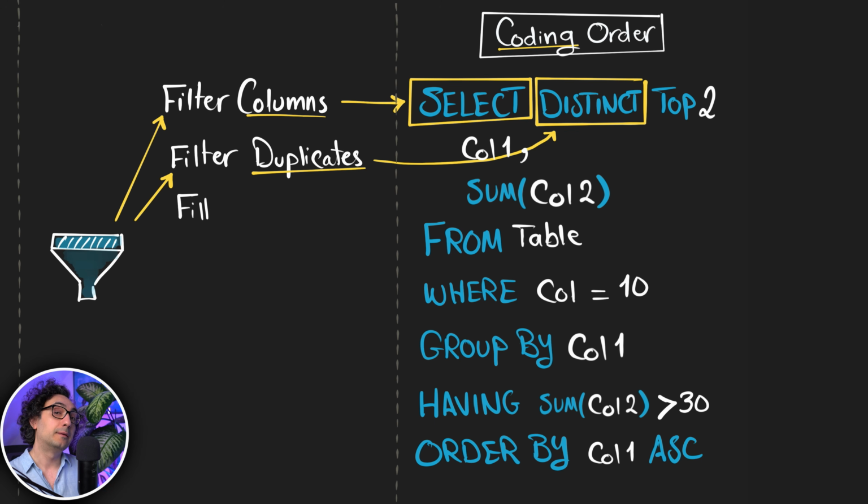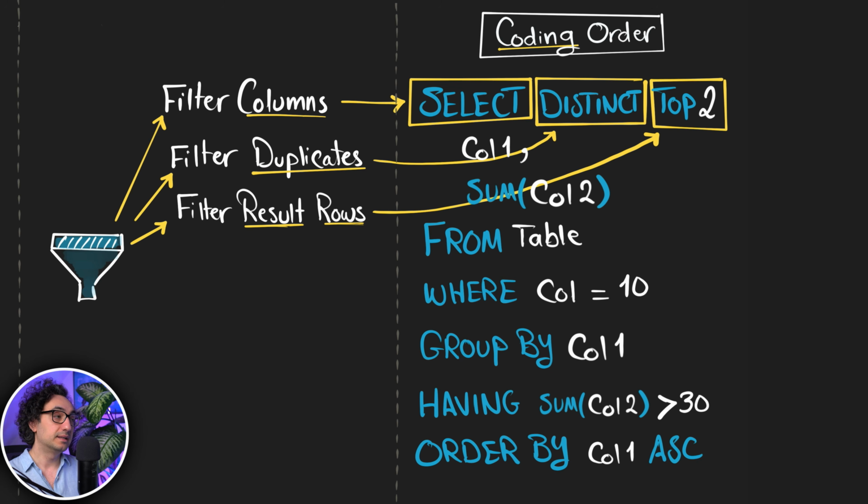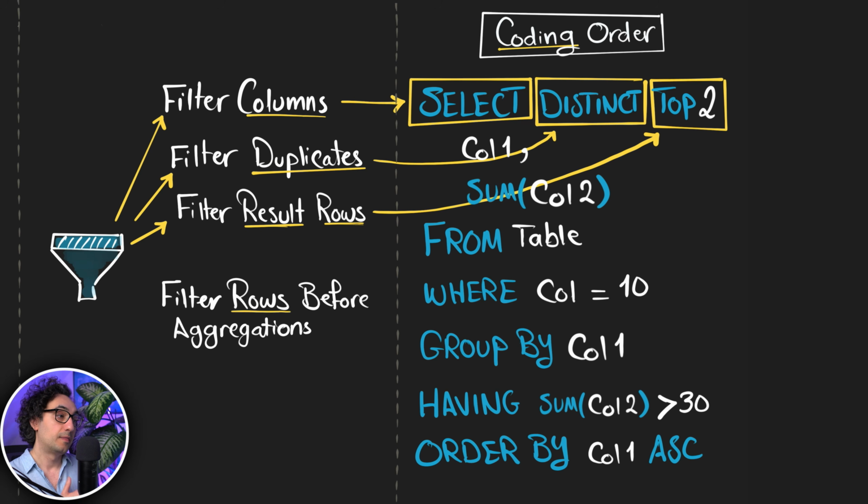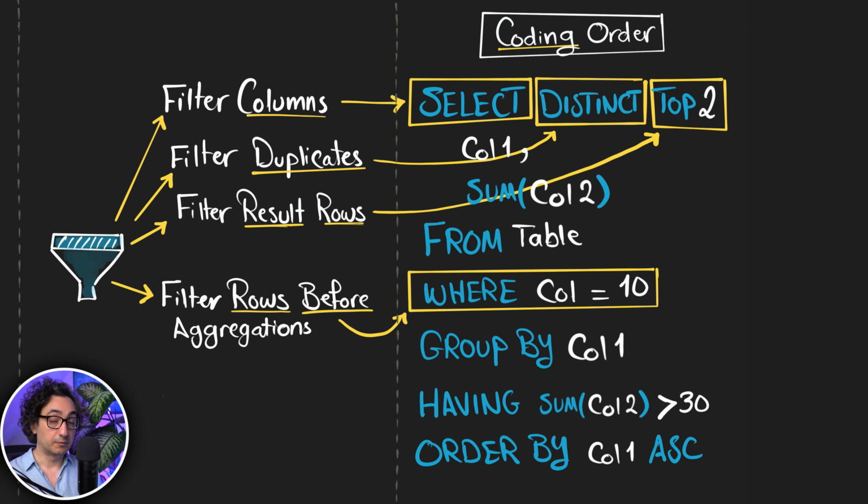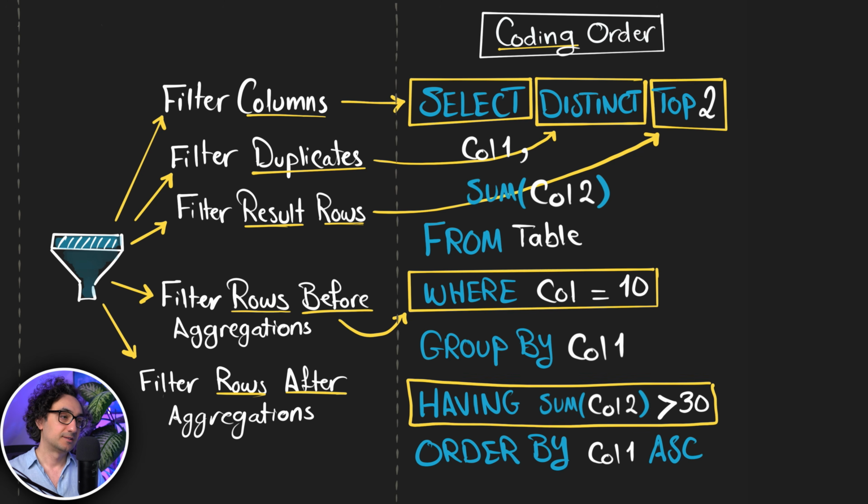Moving on, we can filter the result based on the row numbers. So we can limit the result using the TOP, but this type of filter doesn't need any conditions. It's purely based on the row number in the results. Now moving on, if you want to filter your data based on conditions, you can filter the rows before the aggregation using the WHERE clause. And the last type of filtering, you can filter your rows after the aggregation using the HAVING. So as you can see, we have 5 different types of how to filter the results in SQL.